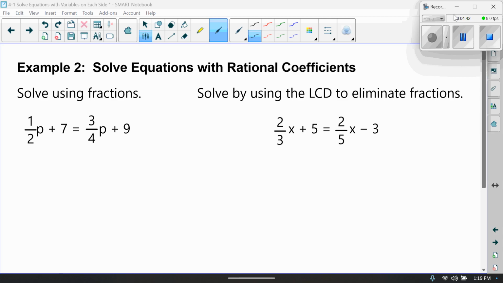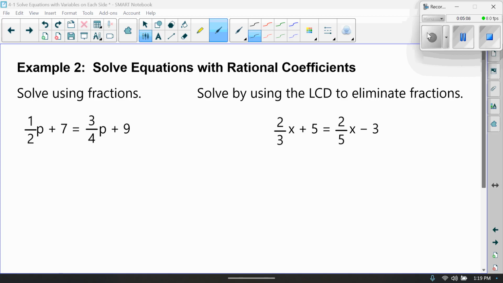All right, example 2 is solving equations with rational coefficients, and they're talking about fractions on this one. So we're going to do both methods here. We're going to solve using fractions, and then we're going to solve using the trick that I showed you by getting rid of the fractions, okay? So, write down this next problem.